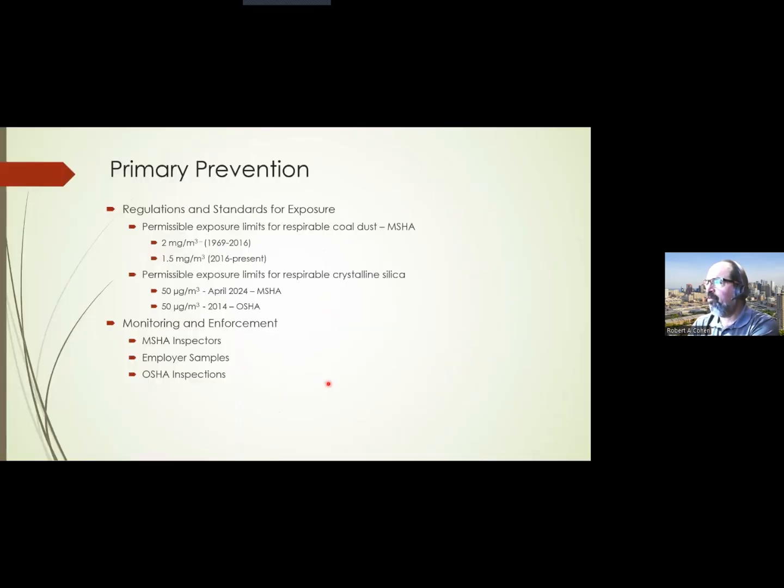Just a quick word on primary prevention, because we've been working really hard using our surveillance data to advocate for better protections for workers in the primary prevention of these diseases. So the standard from the passage of the Act until 2016 was a 2 milligram per meter cube time-weighted average for respirable coal mine dust. But in 2016, that was reduced to 1.5 milligrams, and the ways that it's measured and the accuracy in which it's measured and the comprehensiveness was improved. And then permissible exposure limits for respirable crystalline silica have also been improved.